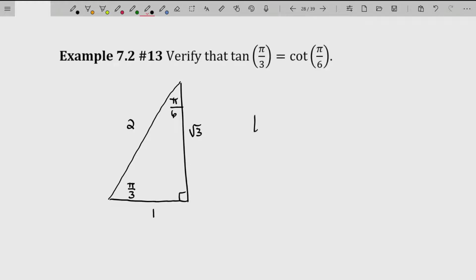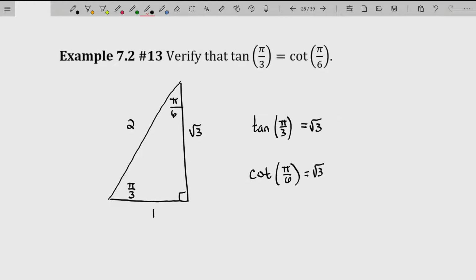And let's just verify the tangent of pi over 3. I'll go to the pi over 3 angle. Right here, tangent's opposite over adjacent, so it's root 3 over 1. I'll write that in. And then I'll look at the cotangent of pi over 6, which is just the complement of pi over 3. The cotangent is adjacent over opposite. Adjacent to pi over 6 is root 3, opposite's 1, so it's root 3 over 1, which is exactly what we got with the tangent of pi over 3.